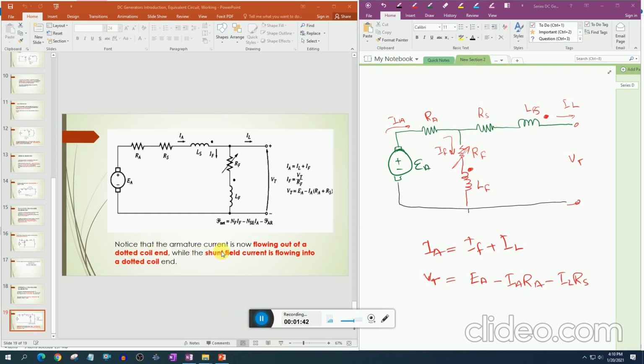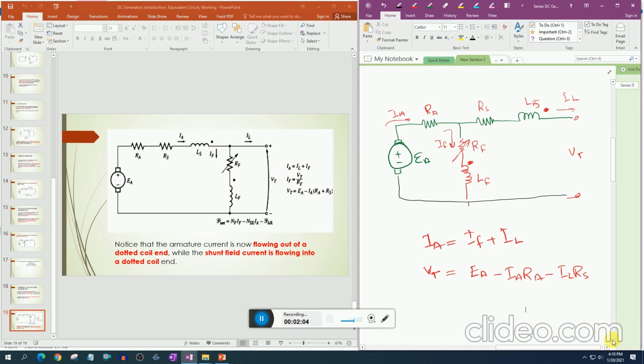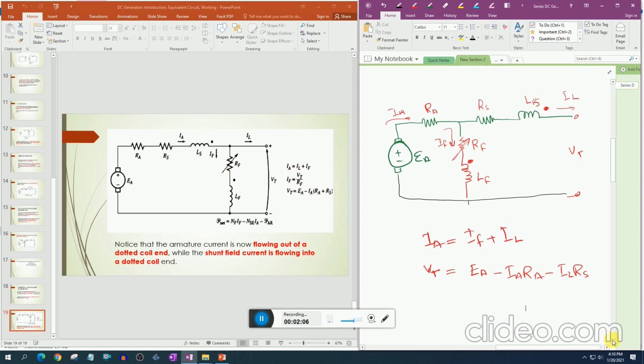Notice that the armature current is now flowing out of a dotted coil end, while the shunt field current is flowing into a dotted coil end, here current is flowing inside. And when we draw the currents IA, IF, VT, their values are these. Now I am not going to repeat it here right now. And these are the 5 types of DC generator, and these are their equivalent circuits.